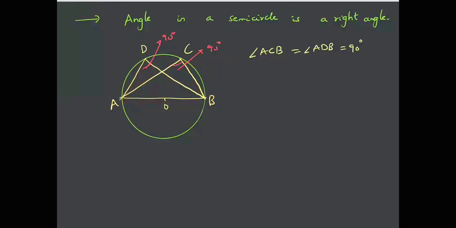So an angle in a semicircle is always 90. In fact, you can see that this angle will also be 90, right? Because AB is the diameter. So this is a semicircle.